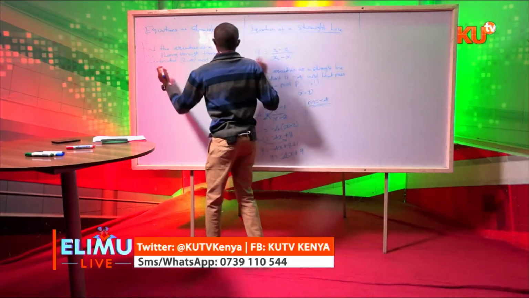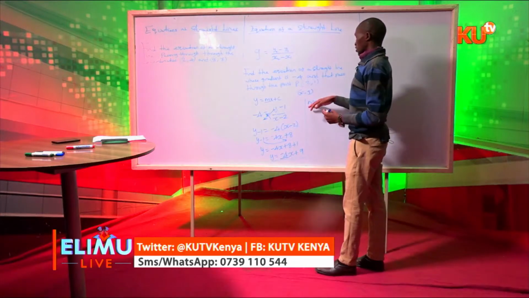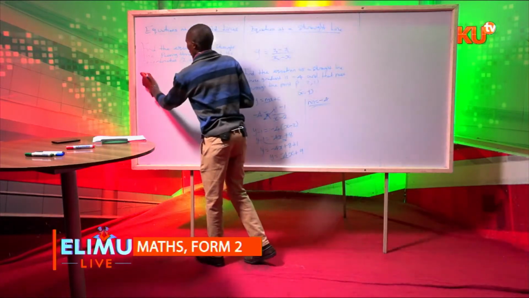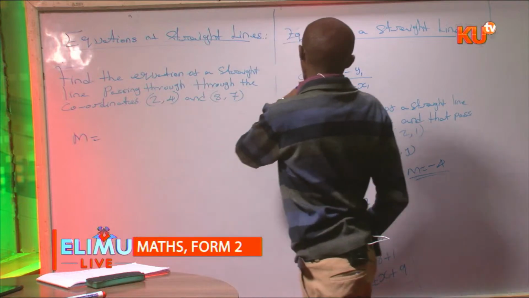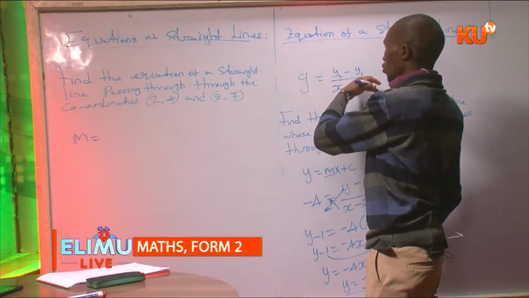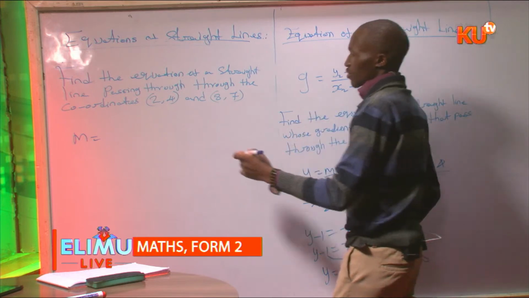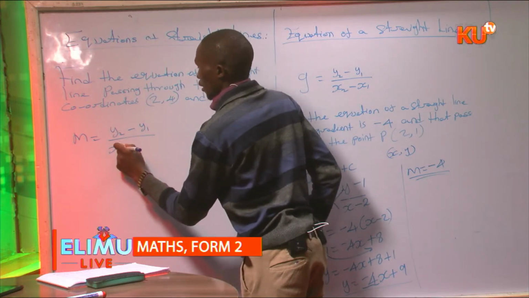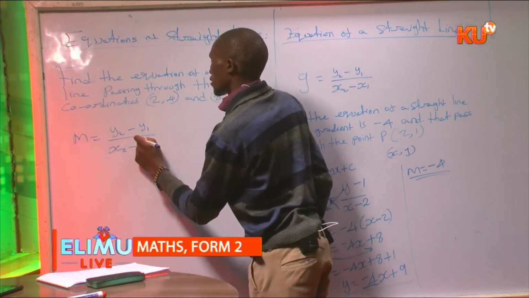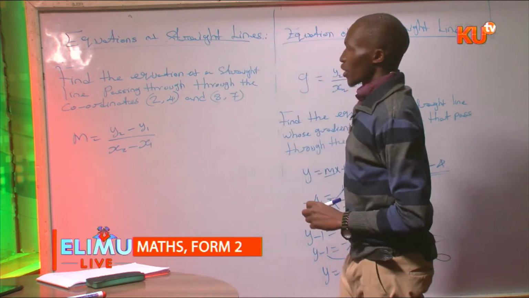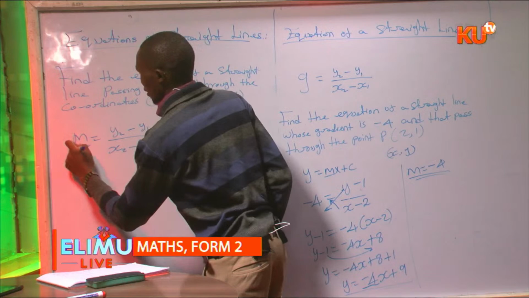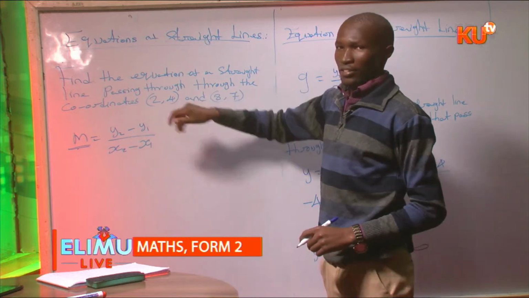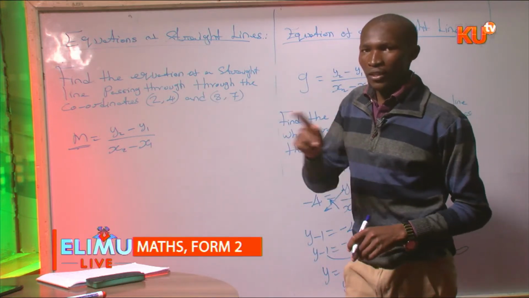where we say that gradient, a new letter we have introduced here, m. M is the gradient. So we say that m equals the change in the y coordinates to the change in the x coordinates. So y2 minus y1 all over x2 minus x1. Now, do we have the gradient? We lack the gradient. We just have two coordinates, therefore you require to find the gradient.